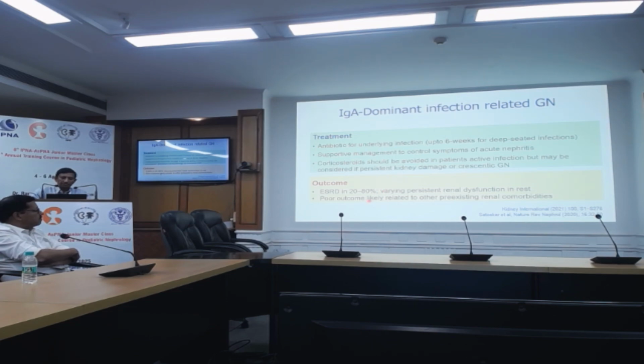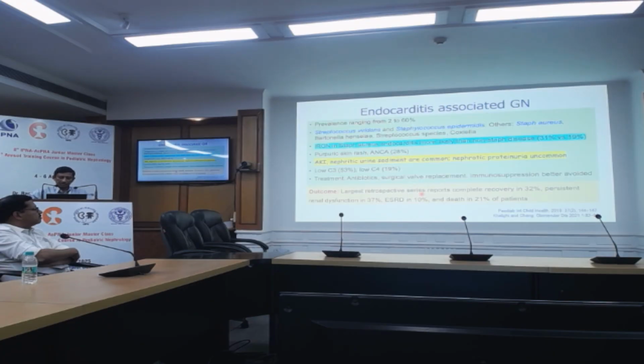So the poor outcome also is likely because of the underlying pre-existing renal comorbidities that are seen in adult patients who develop this. Usually these are patients in the age group of 50 to 80 years, so they often have diabetes, hypertension, etc. when they develop the disease. So the underlying illness or comorbidity could also affect the outcome of the illness.